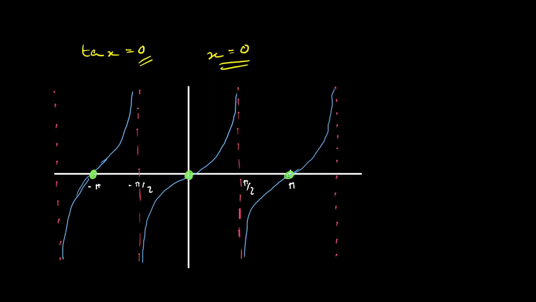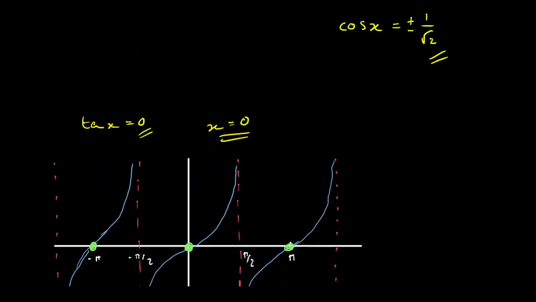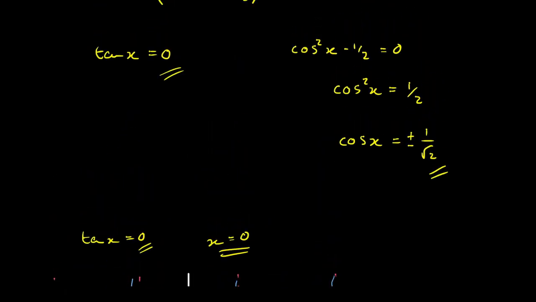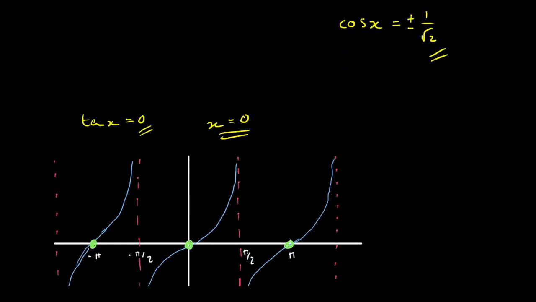And if they did want to be a bit harsh, which they could do in a future paper, then they could test students to see whether or not they got this value here at pi and this value here at negative pi, right? That would be a great question, actually, I think. Okay, cos x is equal to plus or minus 1 upon root 2.